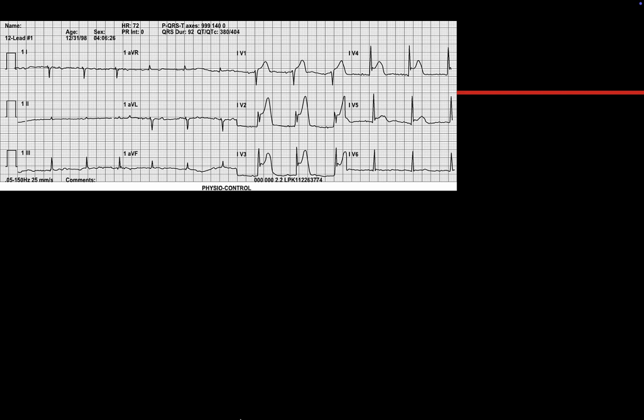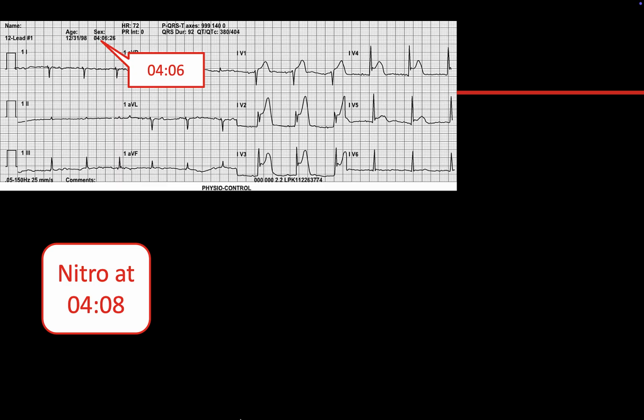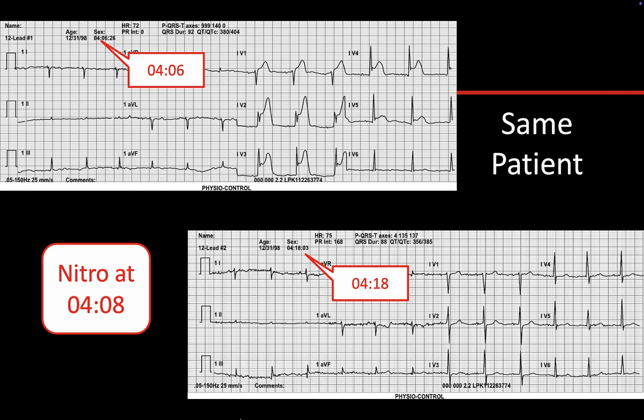So here's one example of a patient I saw years ago when we first started doing 12 lead interpretation in the field, and you can see there's some pretty obvious ST elevation across the V leads. This was done at 4:06 in the morning, and we gave this patient nitro at 4:08. We did a subsequent 12 lead on the exact same patient 10 minutes after the nitroglycerin, and you see that all of the ST elevation is gone. With the evidence of that first ECG, we were able to take this patient straight to the cath lab.